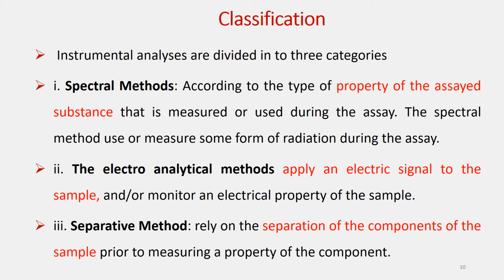Third is separative methods. Here a normal sample is bombarded with electrons or X-rays and the sample is converted into its ionized form, and from that ionized form we predict the qualitative and quantitative information of the sample. So thus the instrumental methods can be summed up as spectral methods, electroanalytical methods and separative methods.